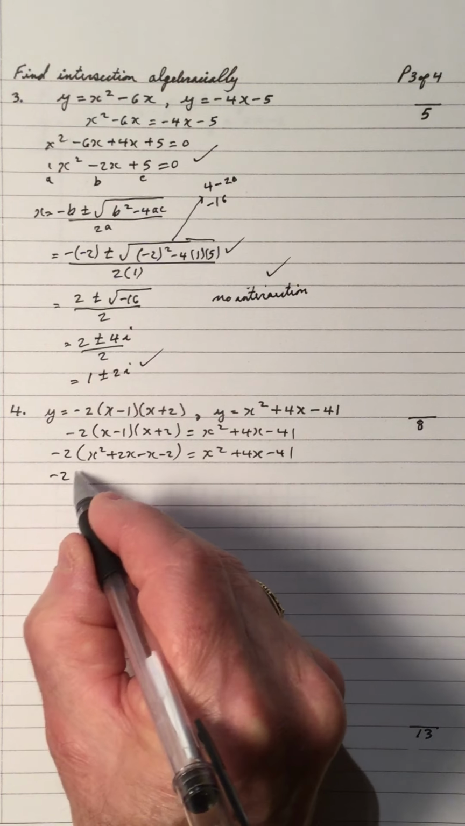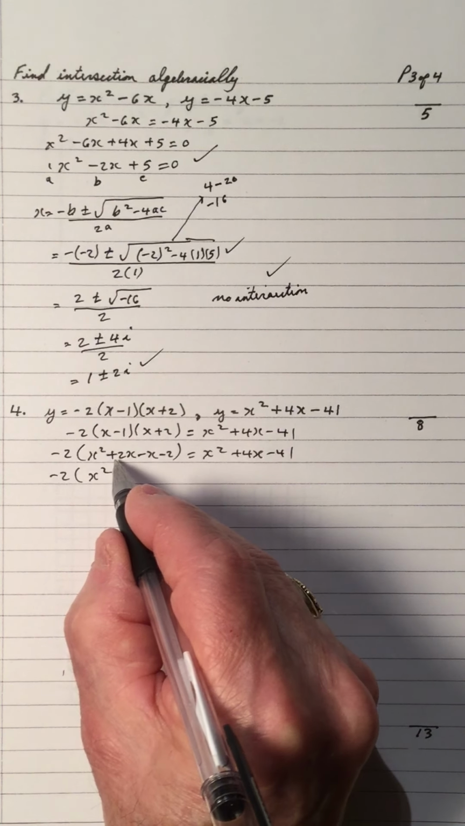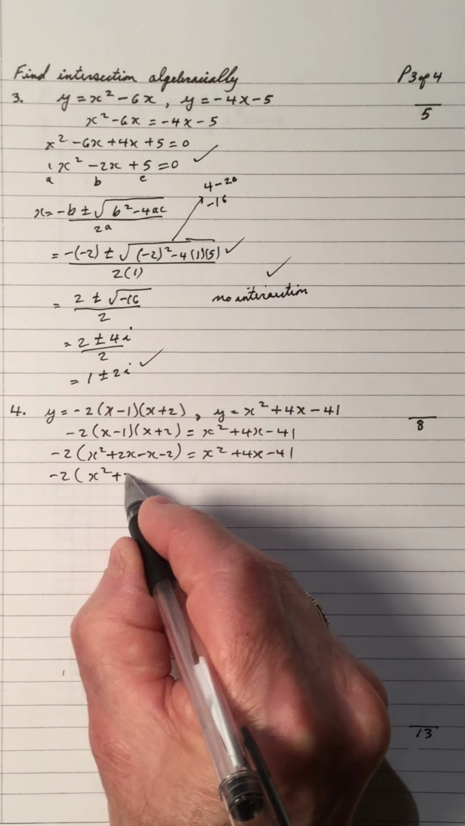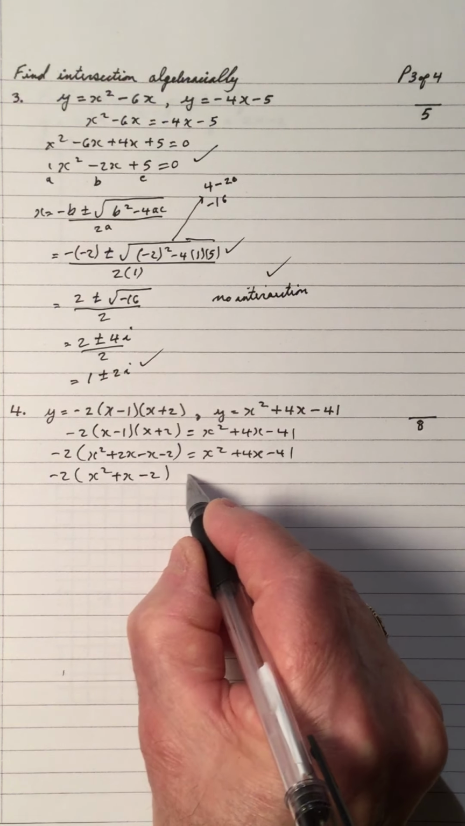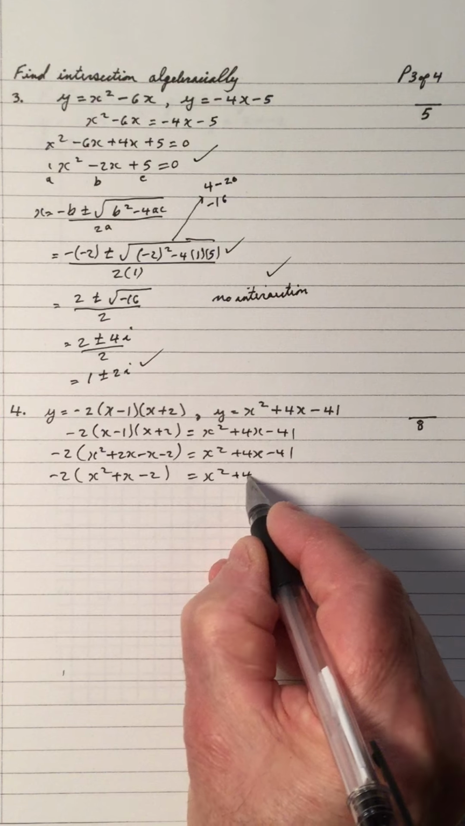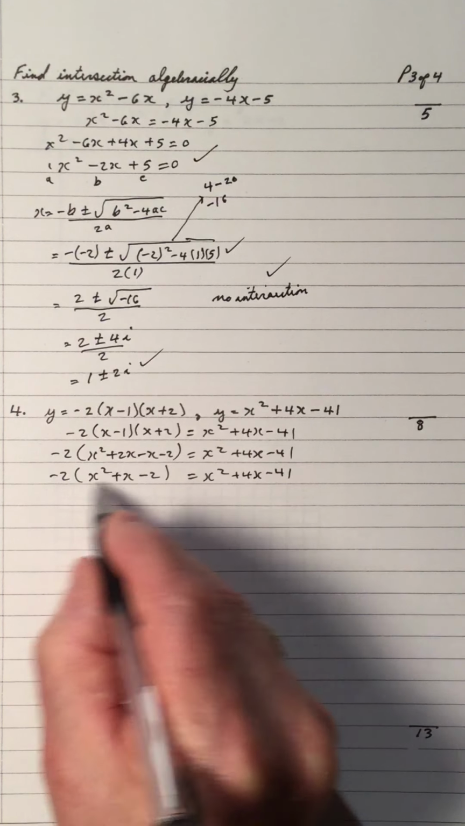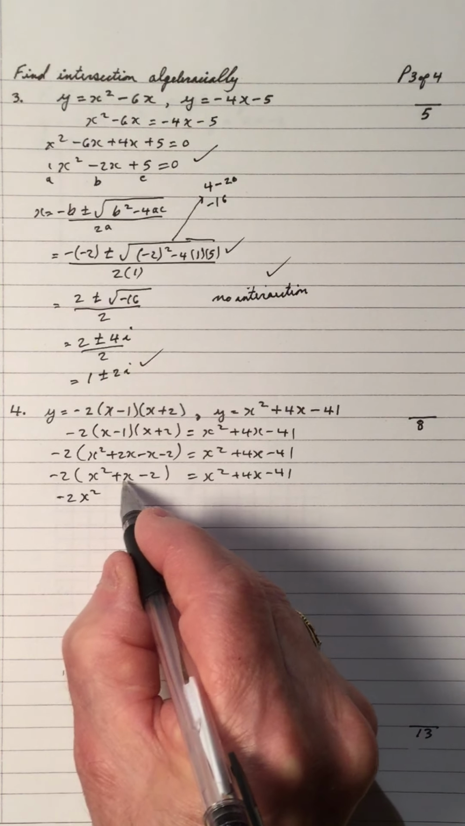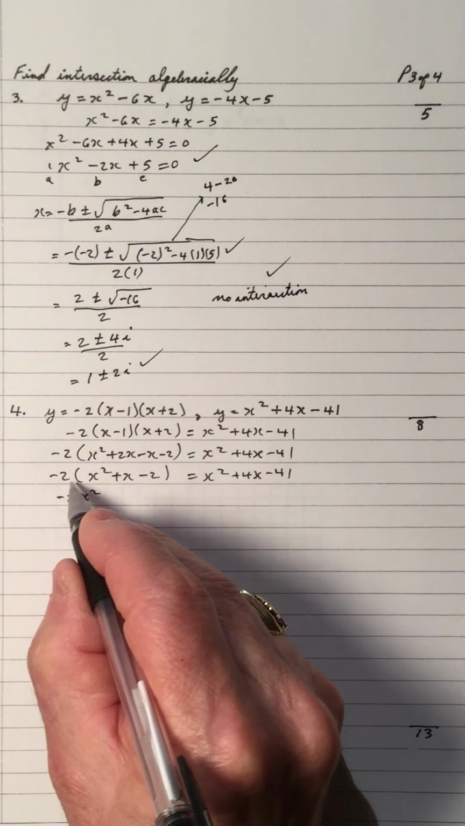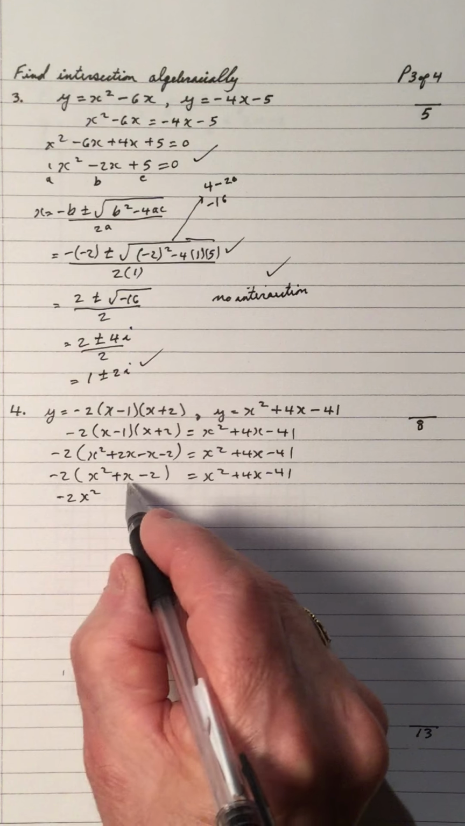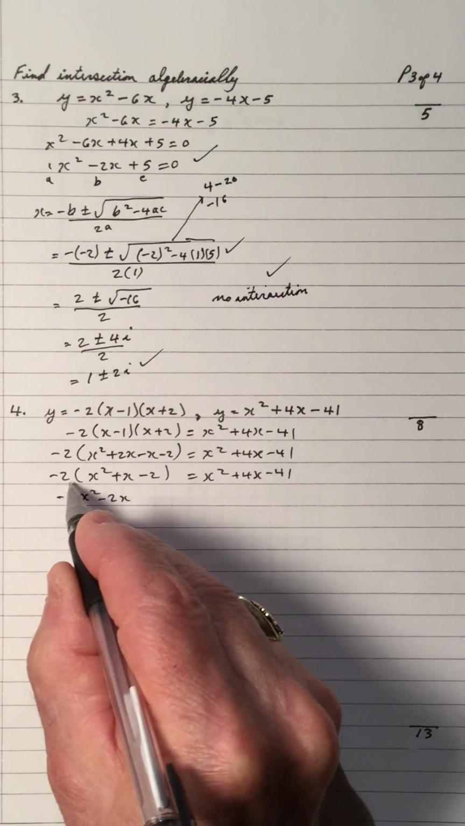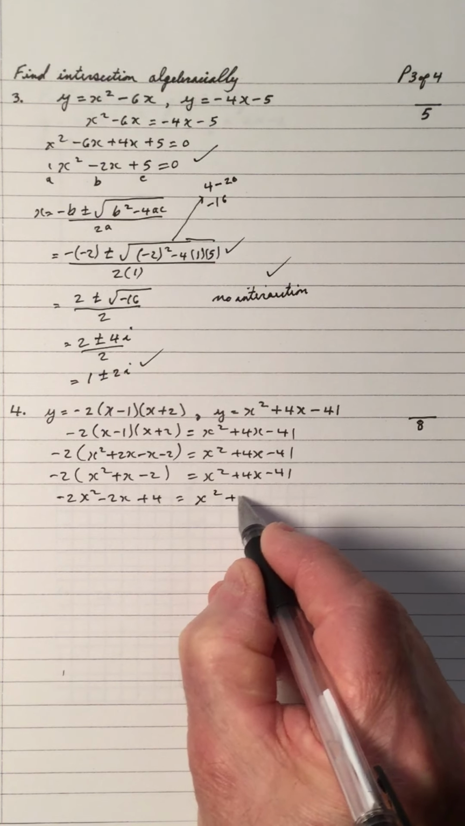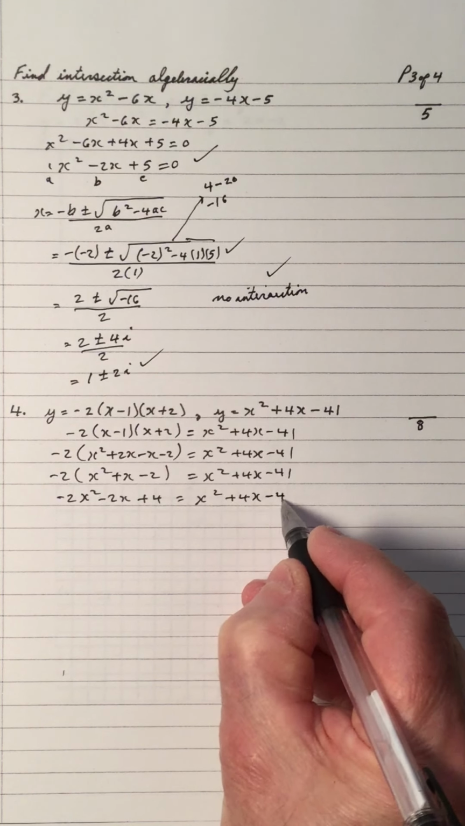Now I'll simplify the inside. 2x and 1x, -1 is plus 1x minus 2. So I got that simplified. Now I multiply by -2. -2 times x squared is -2x squared. -2 times x is -2x. -2 times -2 is a plus 4. So the left side and the right side are simplified.